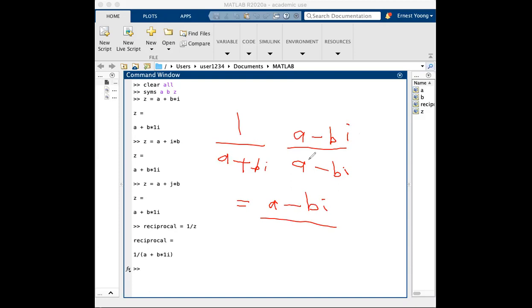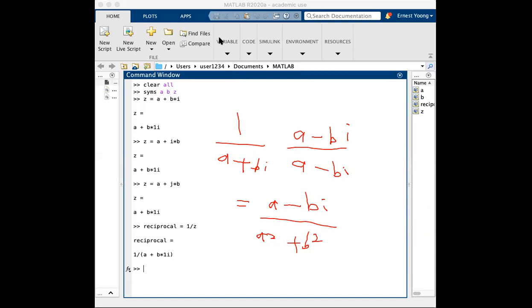Whereby the below is A times A, which is A squared, plus and minus cancel out, so it becomes minus B squared times I squared. Because I itself is equal to the square root of -1, I squared is equal to -1. So here it becomes negative times negative, which is positive. So it becomes A minus BI over A squared plus B squared.